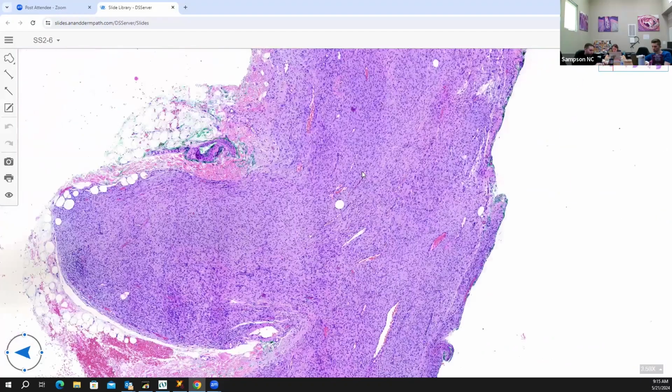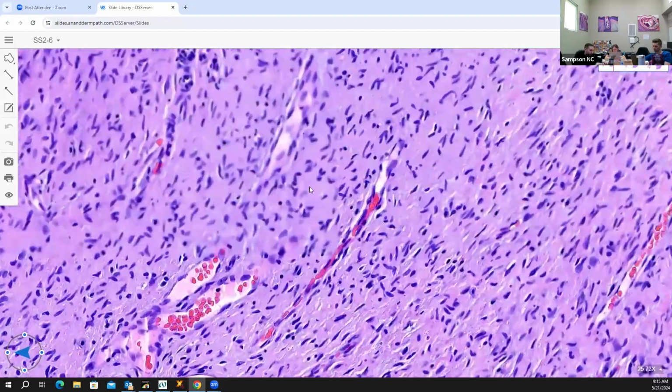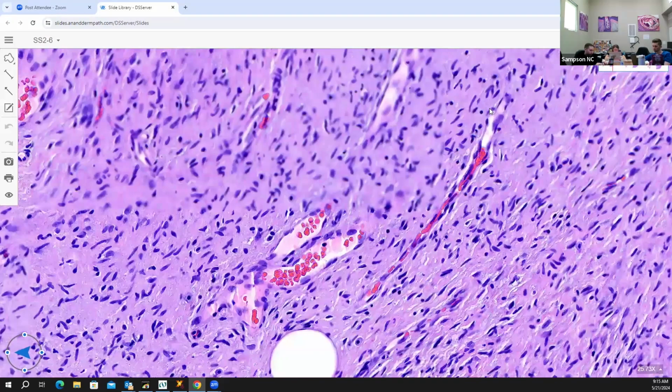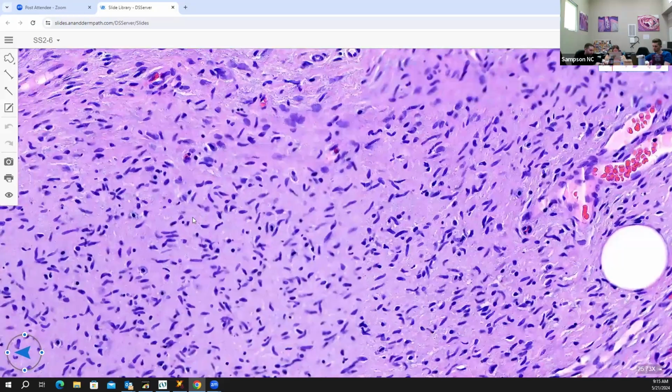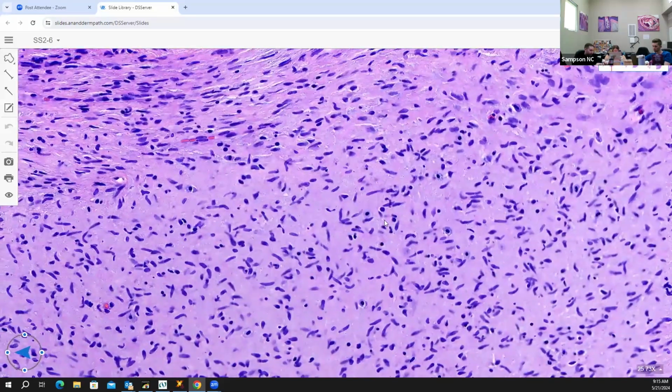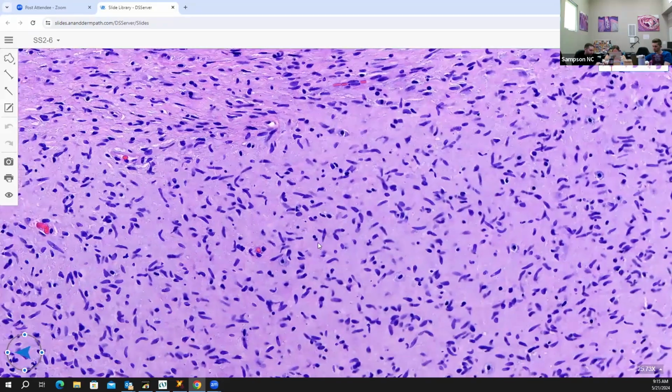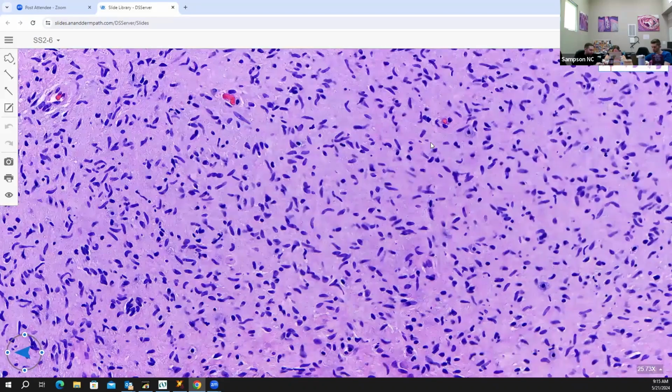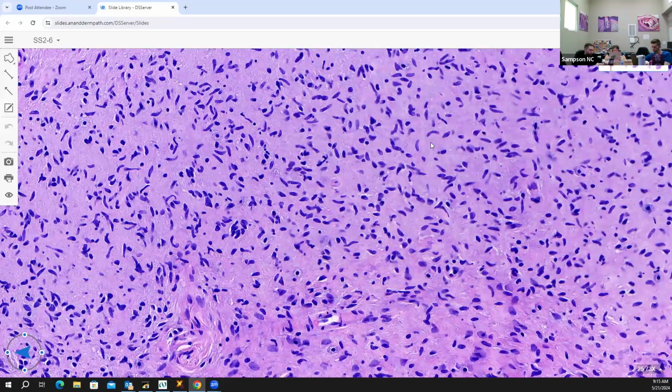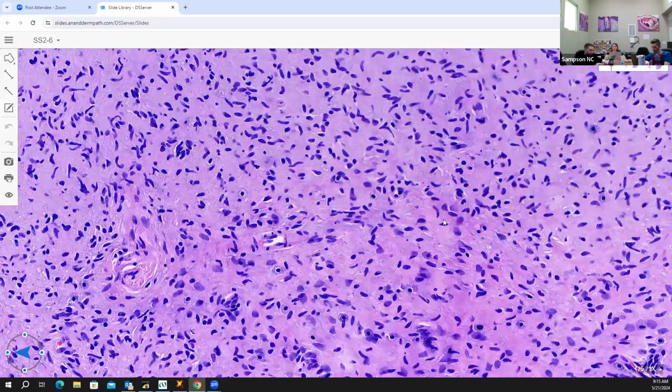The cells themselves, I don't see a lot of atypia. These look like kind of harmless cells. I don't know what kind of cells these are. I mean, maybe a little neuroid.